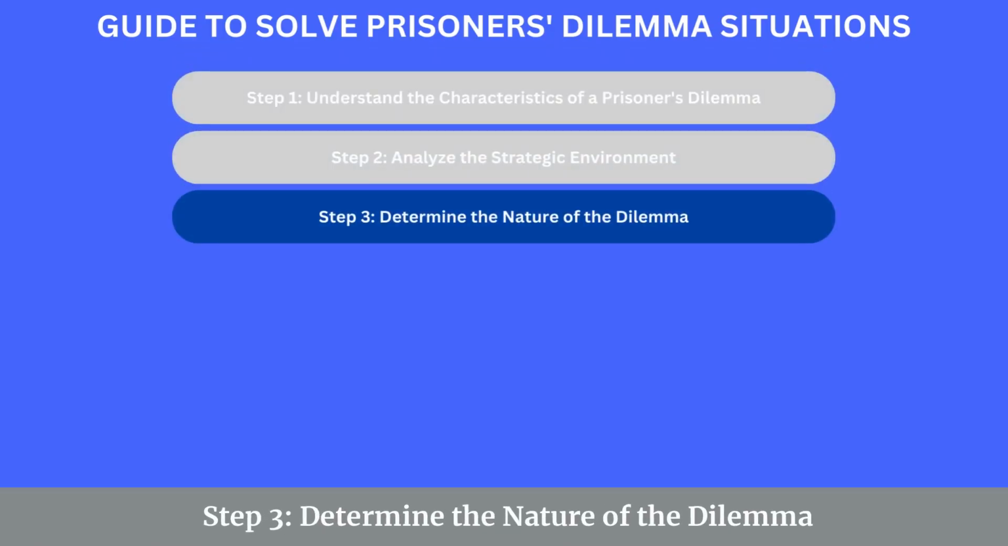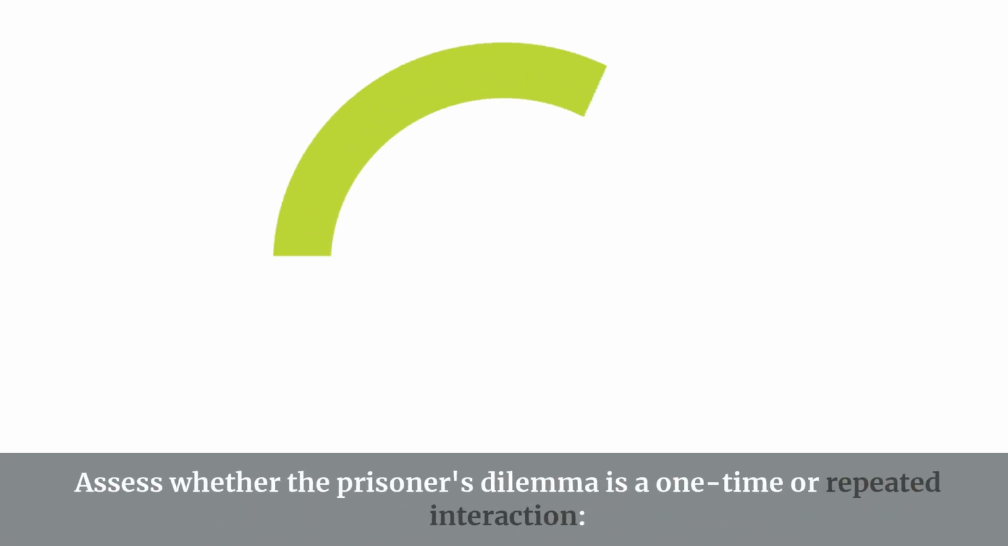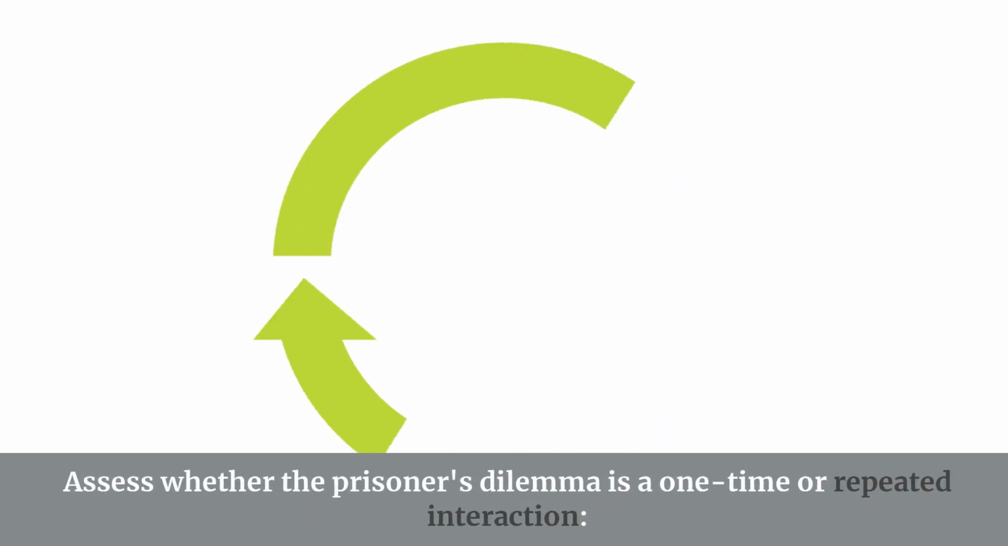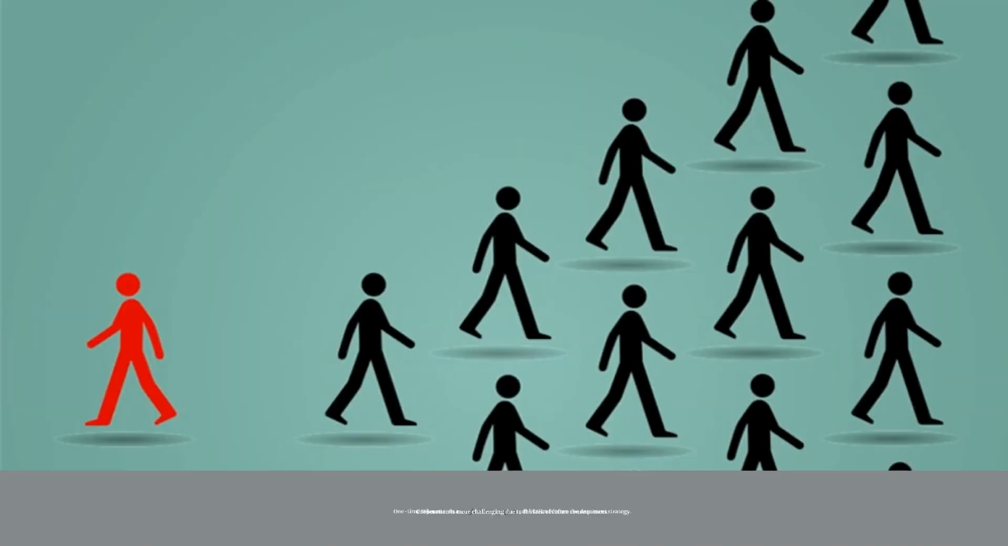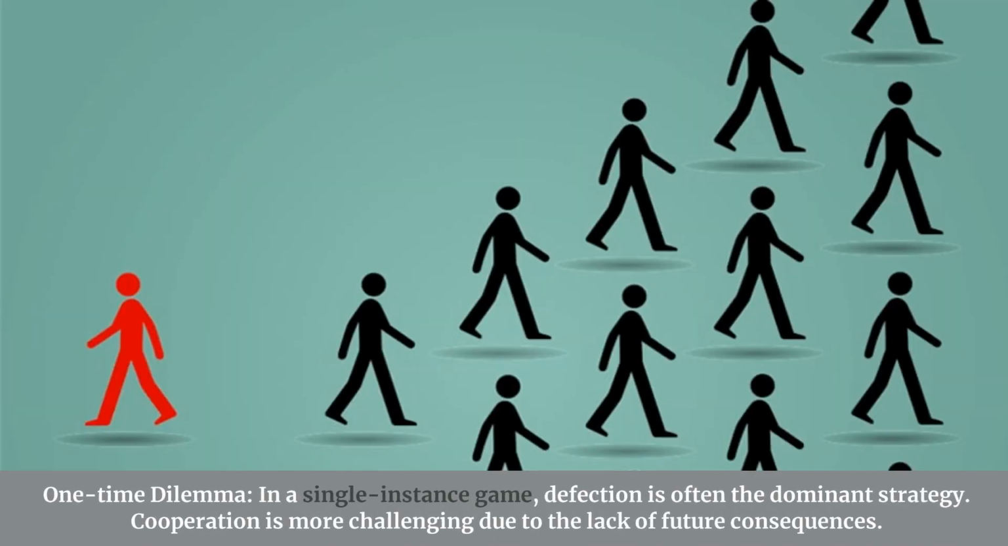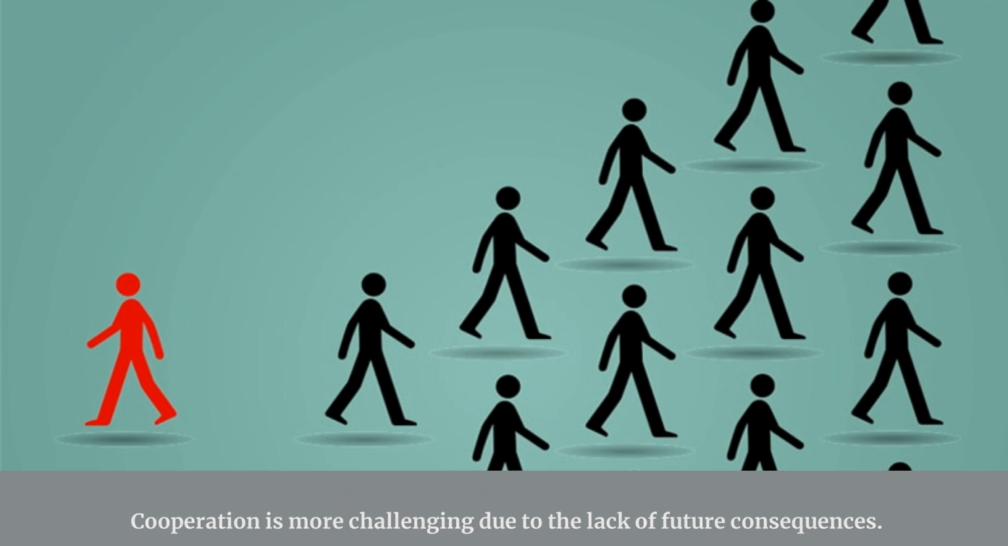Step 3. Determine the nature of the dilemma. Assess whether the prisoner's dilemma is a one-time or repeated interaction. One-time dilemma. In a single-instance game, defection is often the dominant strategy. Cooperation is more challenging due to the lack of future consequences.